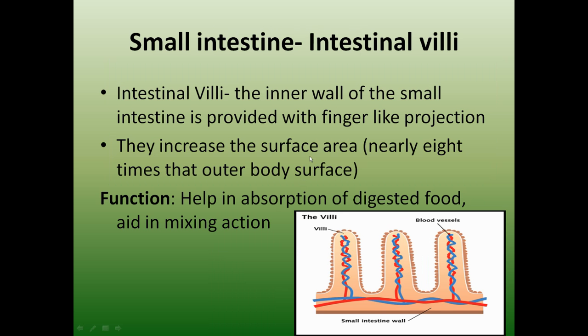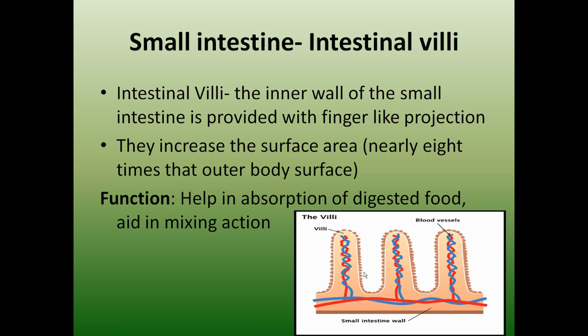The wall of the small intestine is very interesting. It has finger-like projections, and these finger-like projections are referred to as villi. Why do these finger-like projections need to be there in the small intestine? What is their role? As you know, small intestine is meant for the absorption of digested food. So to maximize the absorption, these finger-like projections are there.